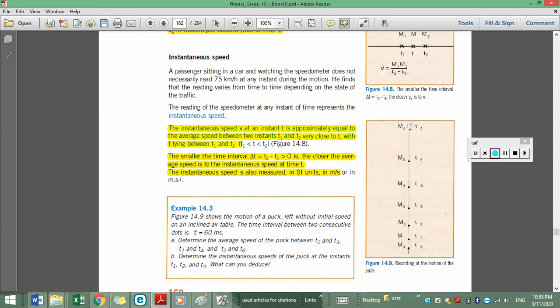First it started here and makes a dot. It's adjusted such that it leaves a dot every 60 milliseconds. So after 60 milliseconds the puck reached this position. Then after another 60 milliseconds it reached a third position, and so on, leaving these dots behind it that represent successive positions of this moving puck.